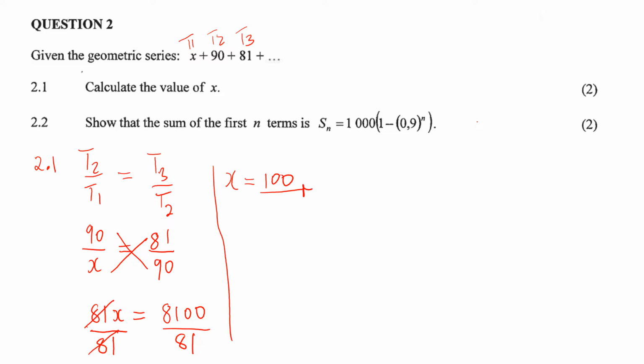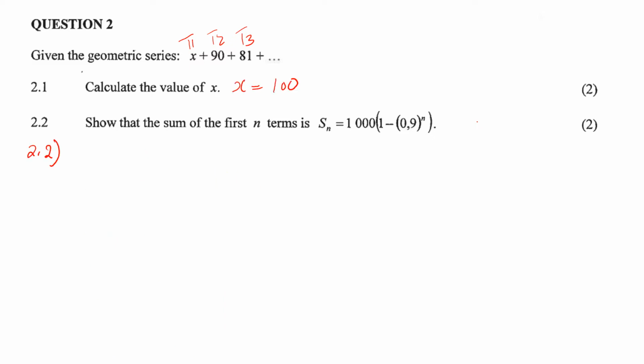100. All right. 2.2, show that the sum of the first n terms is Sn equals 1000 into 1 minus 0.9 exponent n. So they want us to show that the sum of the first n terms will be equal to that value, expressed in terms of n. We know that this is the sum of a geometric series.